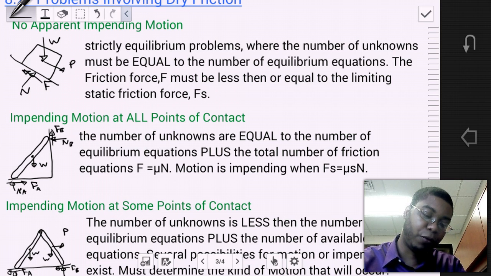So in this case, for this 2D problem, we have 3 equations of equilibrium, and we have 2 frictional equations for point A and for point B, respectively. So we have 5 equations, and the number of unknowns should be equal to those 5 equations. It cannot be greater than. And so we simply find our equations of equilibrium, identify our frictional equations for the 2 points of interest, and then we attempt to solve for our unknowns.